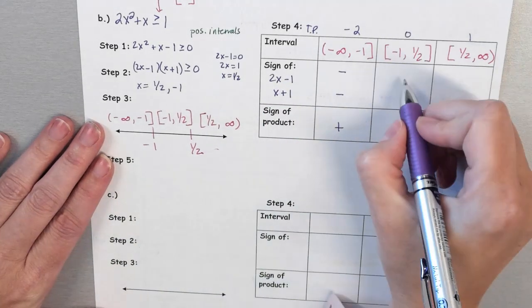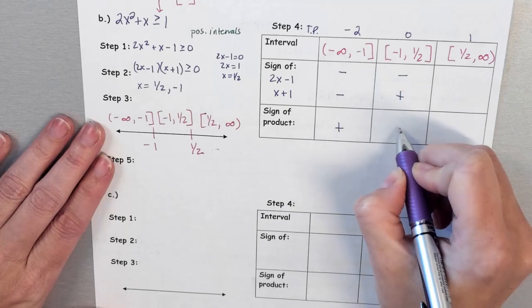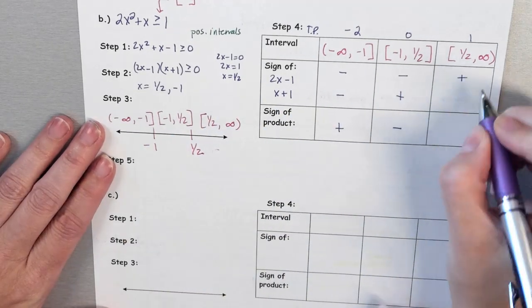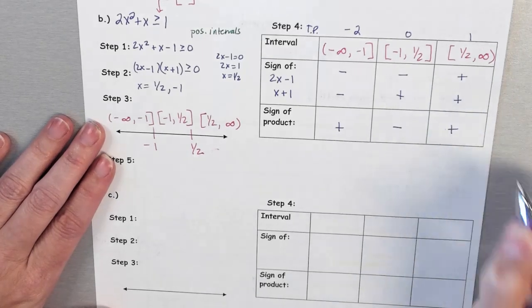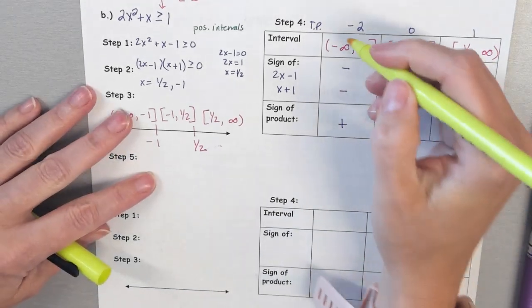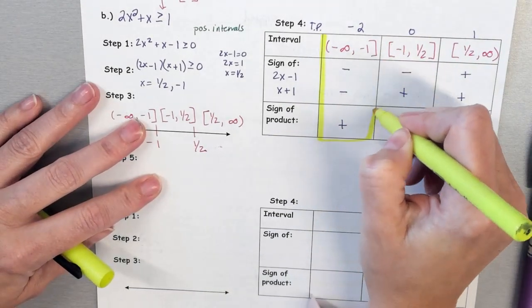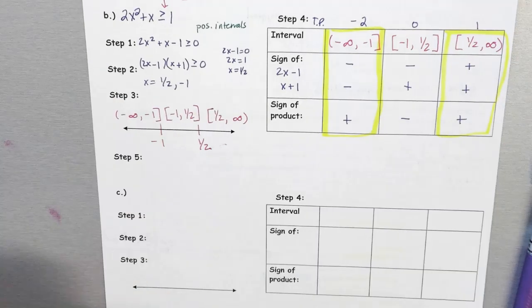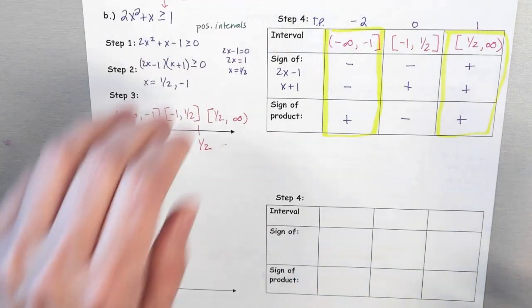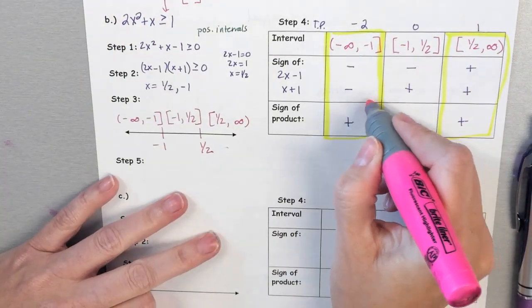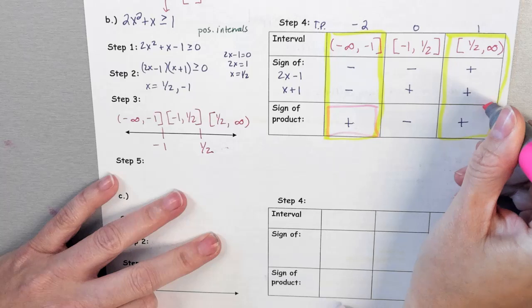You plug in 0, you get negative 1. Here you get positive. That's a negative. 2 minus 1 is a positive. This is a positive, so when you multiply, you get a positive. We are looking for the positive intervals this time, so these result in our positive products. It's based on this. If this is positive, you're using that interval.